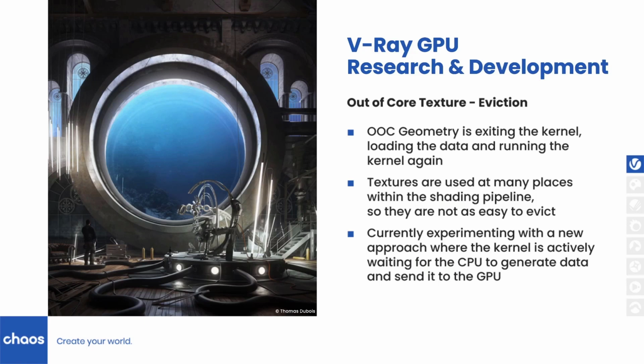In the meantime, there is a special CPU thread that is waiting for requests, and when one arrives, it will load the needed texture data and send it through the PCI bus to the GPU, and then the GPU will continue from where it was with the needed data. This will allow us to not make a lot of changes to our shading pipeline and to support out of core very easily. And we hope to show you progress at the next GTC.